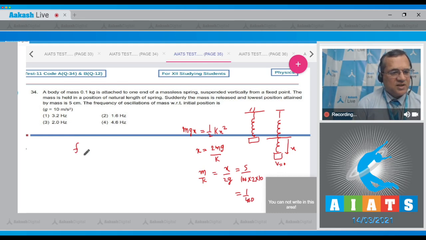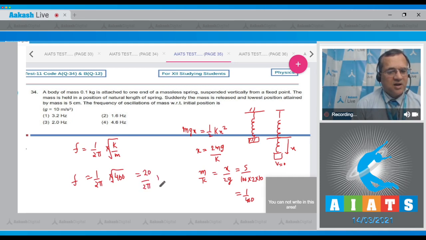Now the frequency of oscillation, independent of the amplitude of oscillation, is equal to 1 by 2 pi into root of k by m. So this is 1 by 2 pi, and k by m is from here, equal to root 400. So the frequency becomes 20 divided by 2 pi hertz, which is equal to 10 upon pi, and 10 upon pi means 10 divided by 3.14. So this becomes 3.2 hertz. So the answer to this question is the first option.